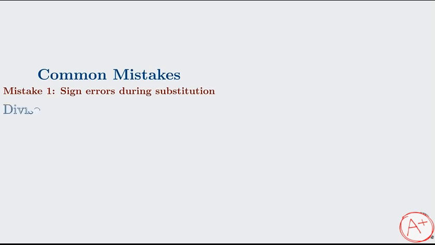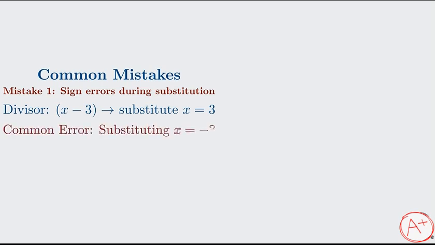Let us examine some common pitfalls students encounter in P3 examinations. The most frequent mistake is using the wrong sign when substituting into the polynomial. If the divisor is x minus 3, you must substitute positive 3. Students often substitute negative 3 by mistake. Remember, you are substituting the value of x that makes the divisor 0.